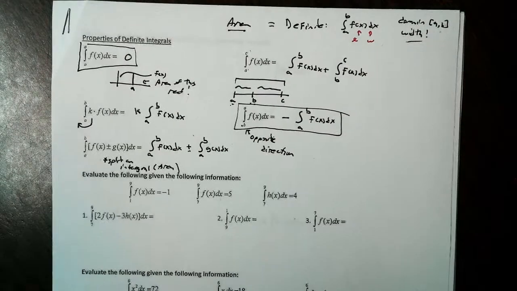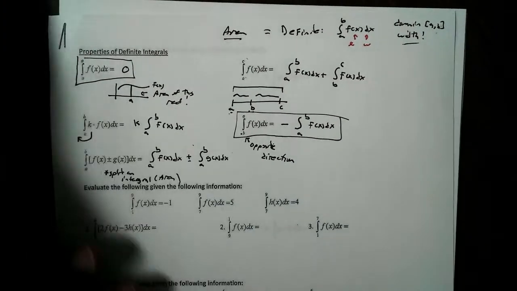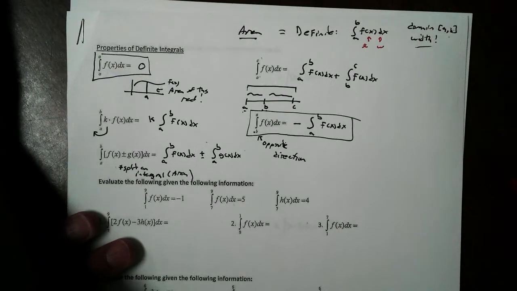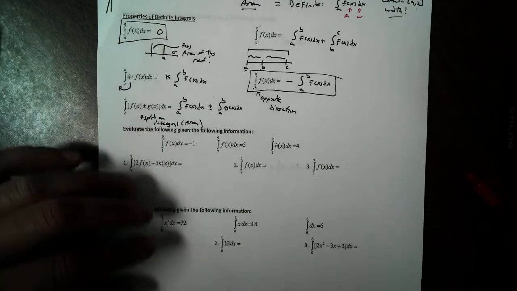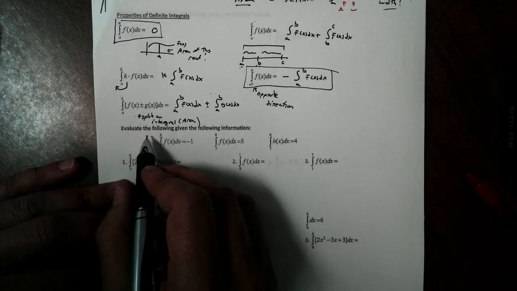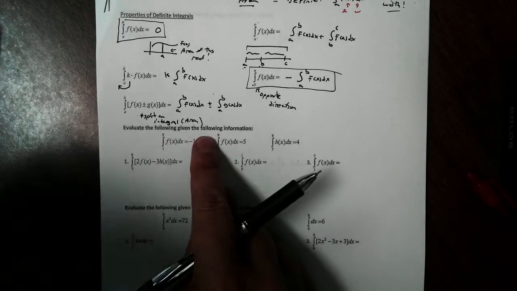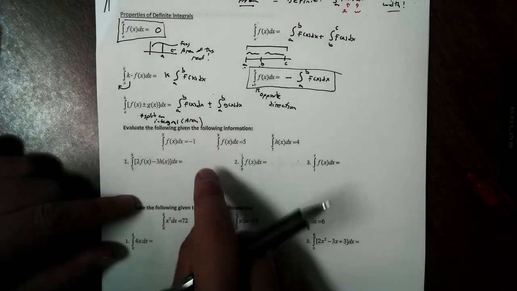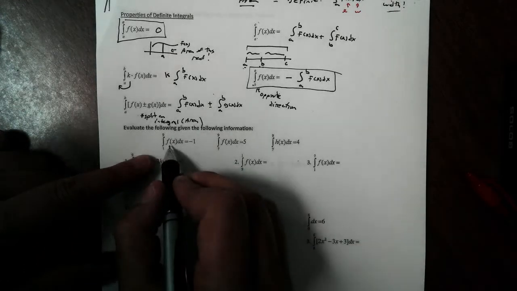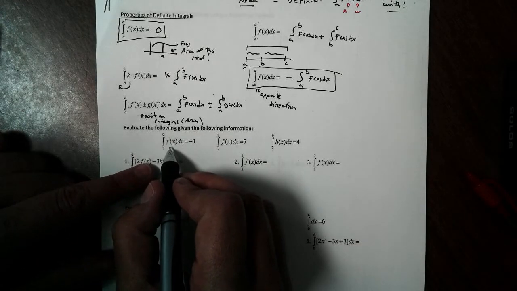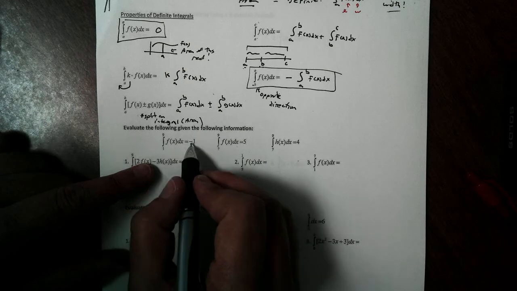So let's apply these properties, and I promise you this is the easiest, most fun thing you're going to do all year. Sorry, I had trouble zooming. So evaluate the following given the following information. So this says the area from 1 to 9 under our function is -1.